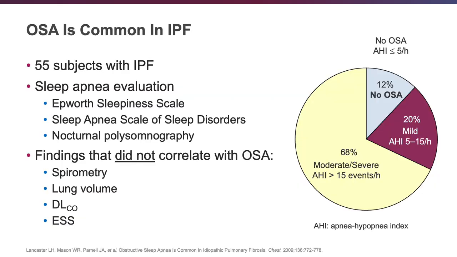We began to find that more commonly in patients with IPF. So we decided to ask the question, what is the true prevalence of sleep apnea in patients with IPF? So we took 55 subjects with IPF and had them do sleep apnea questionnaires and ultimately the same nocturnal polysomnogram. And we found that the majority of patients, 68%, had moderate to severe sleep apnea and only 12% had no sleep apnea.